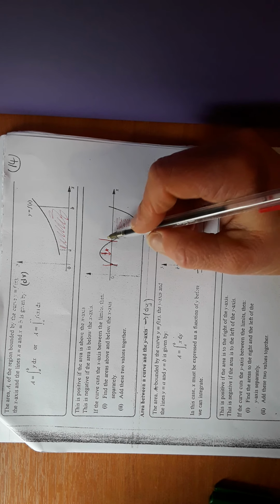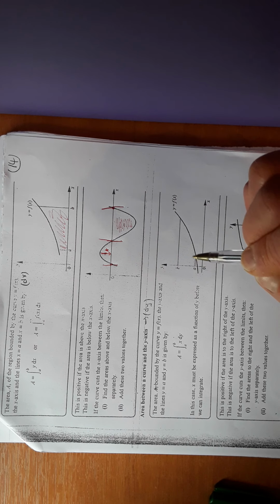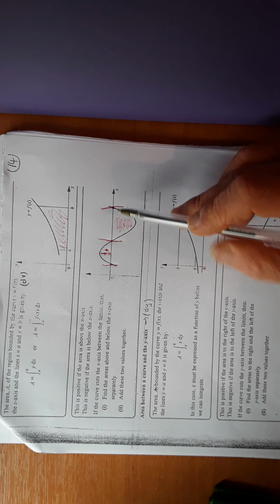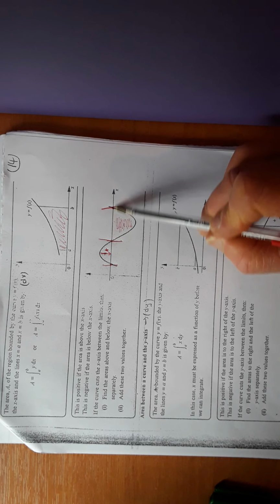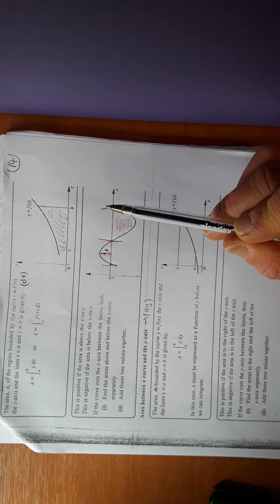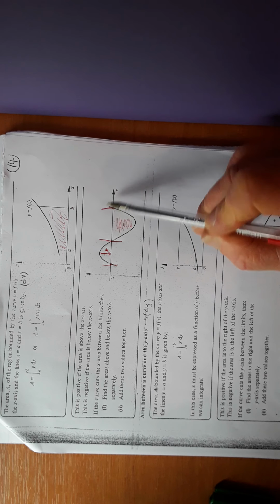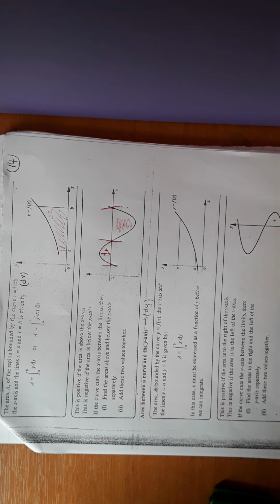What limits would you use here? You'd use this limit and this limit, whatever values they are. How would you get those values? They're the roots, where the graph cuts the x-axis. It's a cubic graph, so it has 3 roots: 1, 2, 3. You'd use the first 2 as your limits for this part, and these 2 as your limits for this part. Then you'd add your 2 answers together.